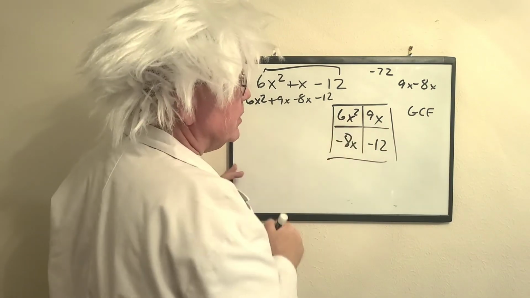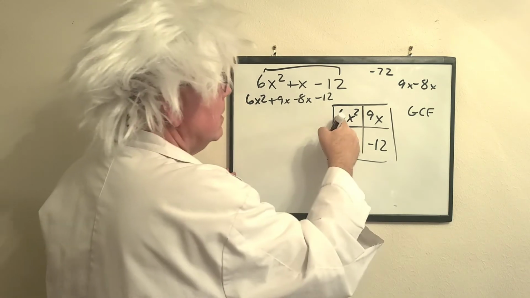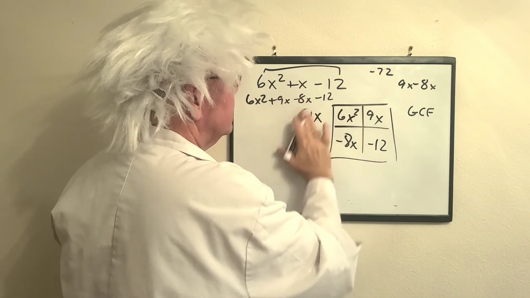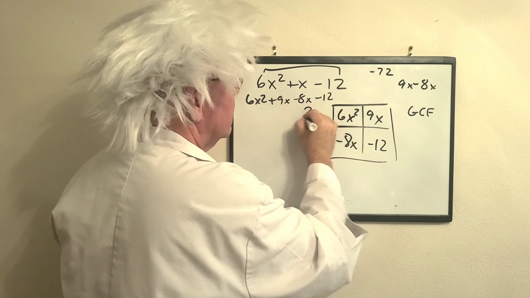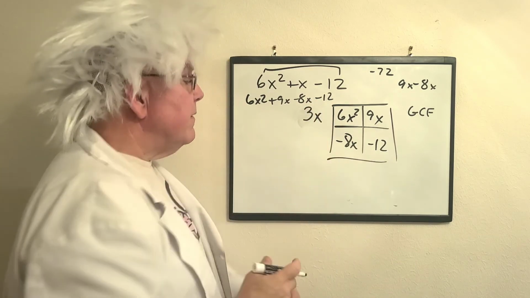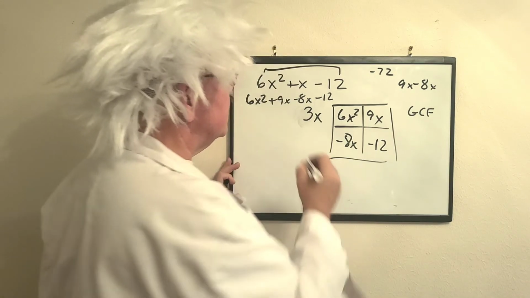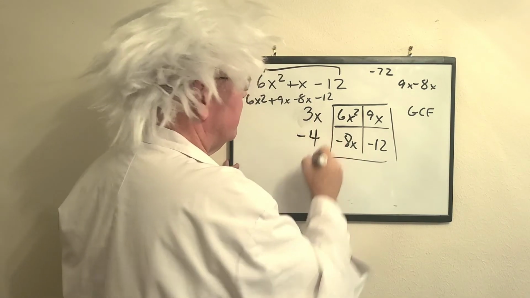So what do 6x squared and 9x have in common? They're both divisible by 3, and they both possess an x. Let me make that 3 better. There you go. Now, what do negative 8x and negative 12 have in common? And the negative sign is also important. They both have negative 4.